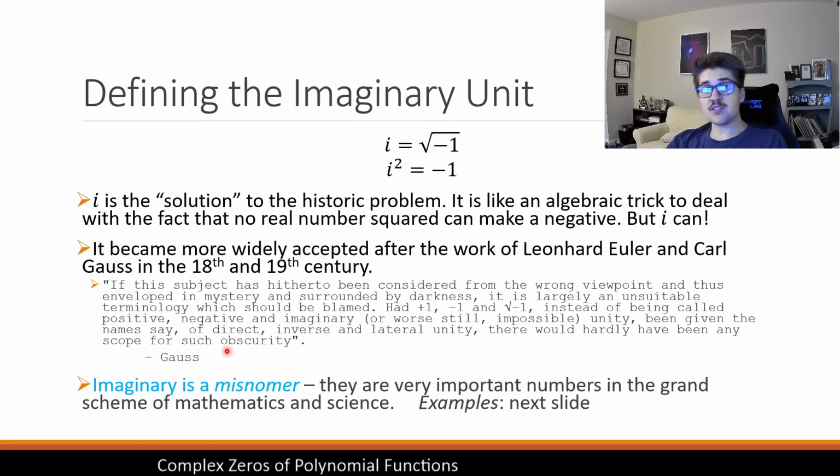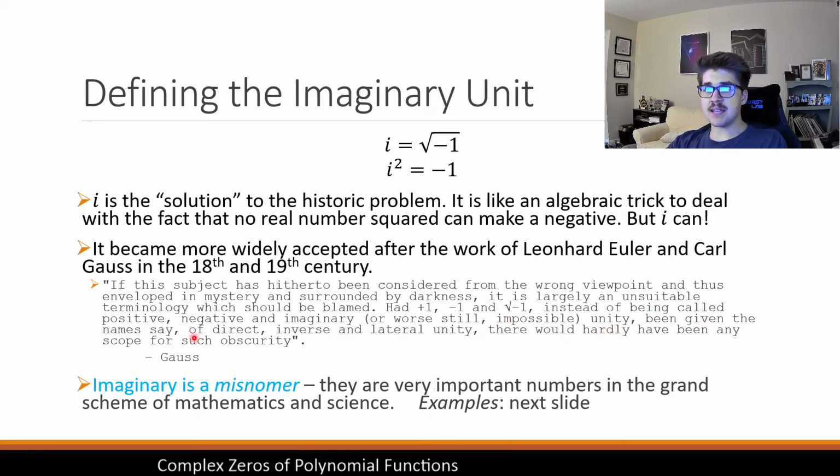And actually, I thought that this quote from Gauss was really enlightening to what I've been talking about, the historical significance of i. If you read the quote, it's so ancient, but I'll go ahead and read it. It says, if this subject has hitherto been considered from the wrong viewpoint and thus enveloped in mystery and surrounded by darkness, it is largely an unsuitable terminology which should be blamed. Had positive 1, negative 1, and i, the square root of -1, instead of being called positive, negative, and imaginary, again, as we call the number imaginary and negative, or worse still, impossible. This was a phrase a lot of mathematicians said, it's impossible to do this.